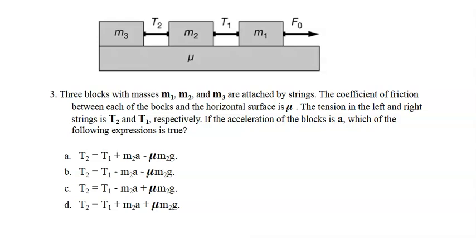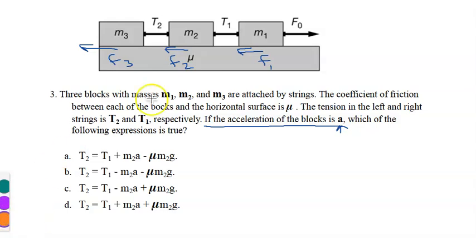All right, question 3. 3 blocks attached with strings. This one is not frictionless. So they tell you T1 and T2 are your internal forces. You've got 3 frictions that are not the same because we don't know that their masses are the same, pulling back, and the external force F0 pulling to the right. And that combination of forces is causing an acceleration A. And they want you to find what T2 is.